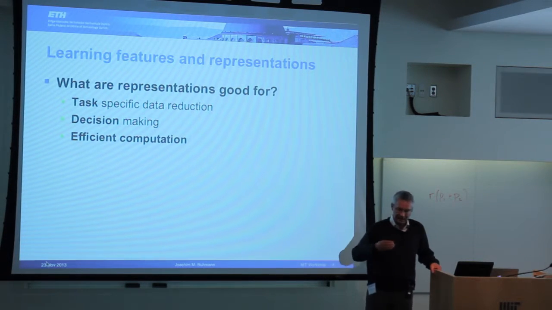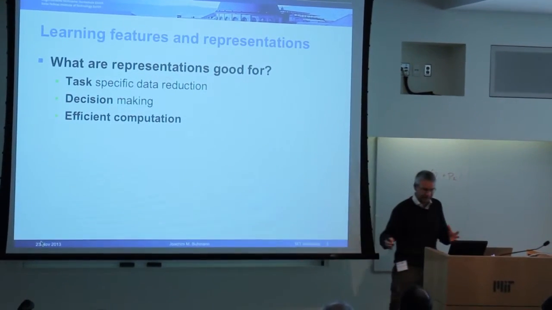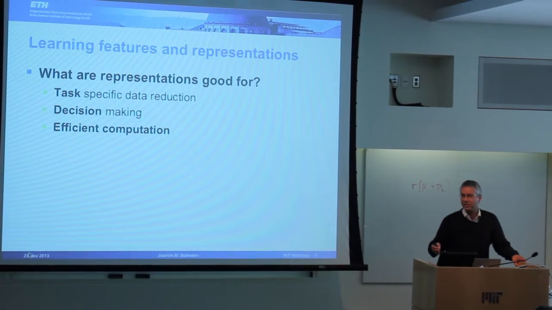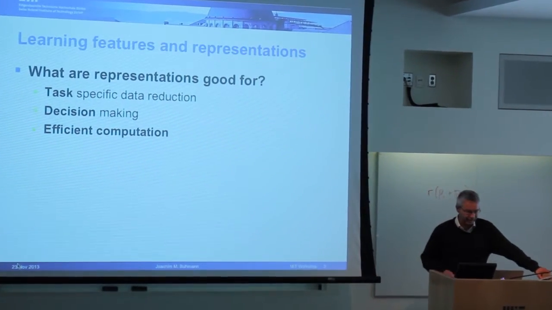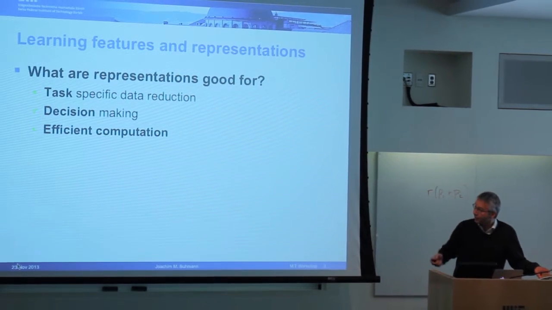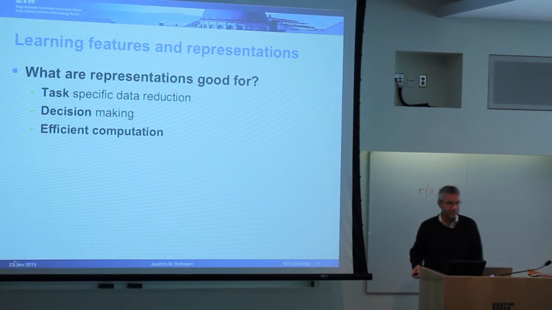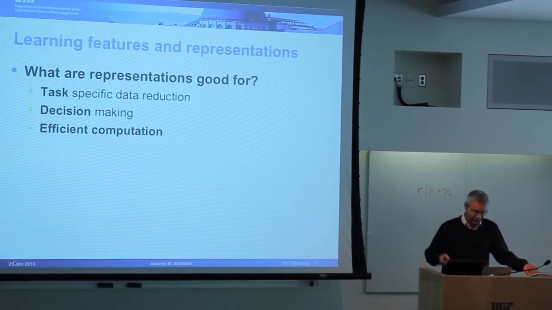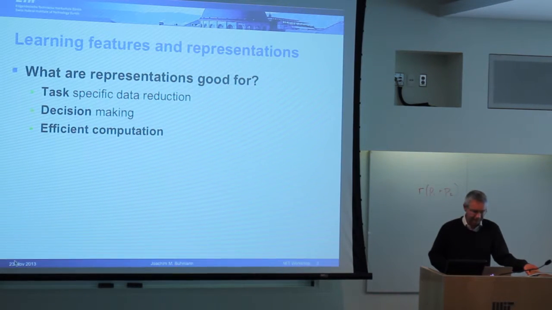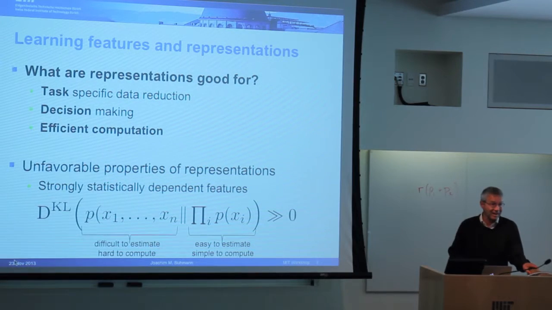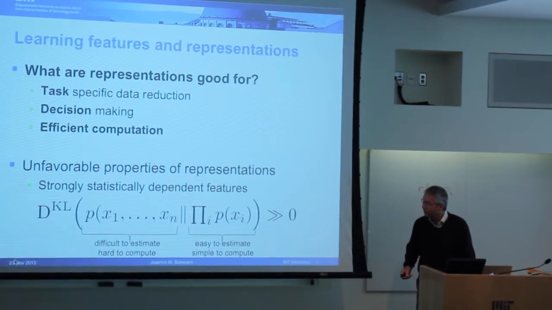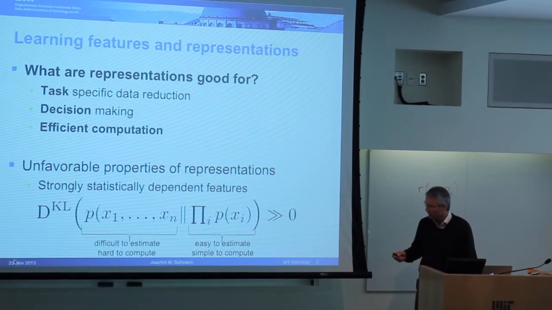And this task flexibility makes sure that the representations are actually robust to changes in the environment. We use them for decision making, and we also have to use them because they should be efficient in computation. So you can ask, what do we not like? What do we want to avoid in representations?